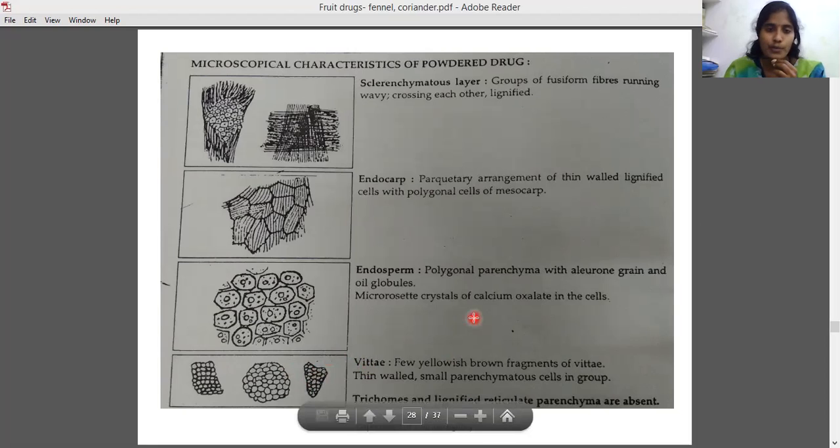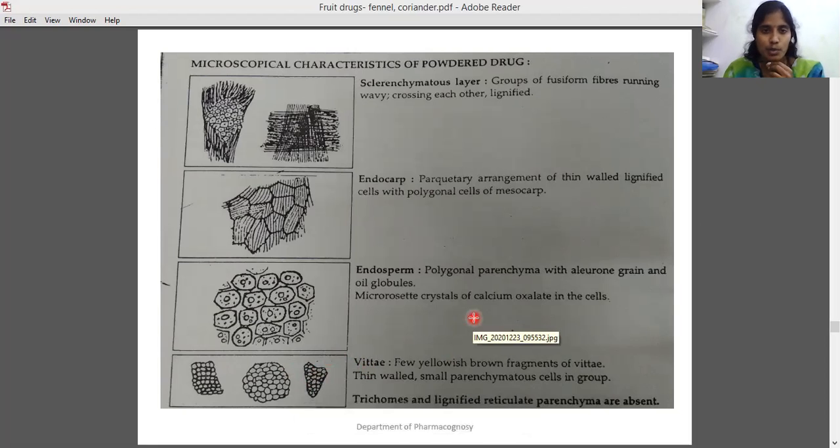Vittae, endocarp, endosperm, these are similar to fennel, but the difference is the sclerenchymatous layer. For example, if I have given two powders in a lab, one is fennel powder and the other is coriander powder, by observing its organoleptic characters like color, odor, taste, you can easily identify the drug. Even if you are unable to identify which is coriander powder and which is fennel powder, then you have to go for the microscopical study of the powder.